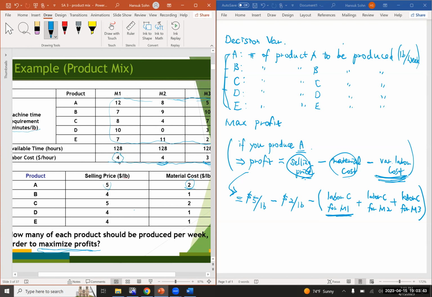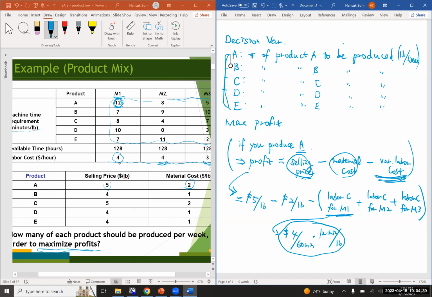So $4 per hour, right? And how many minutes are required? Let's say 12 minutes are required for machine number 1. So that's going to be $4 per hour, or per 60 minutes, times 12 minutes per pound. So that's going to be the variable labor cost for machine number 1.